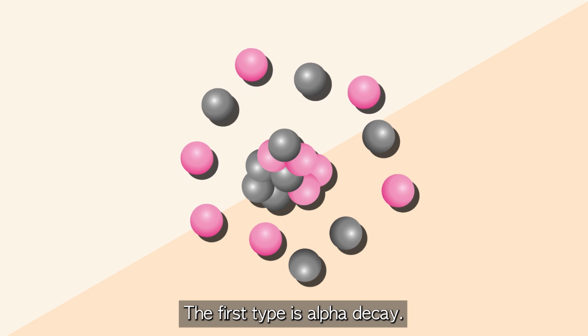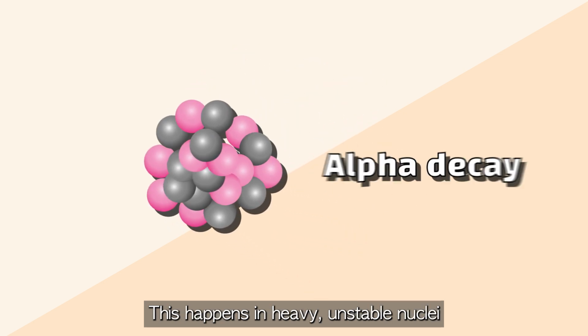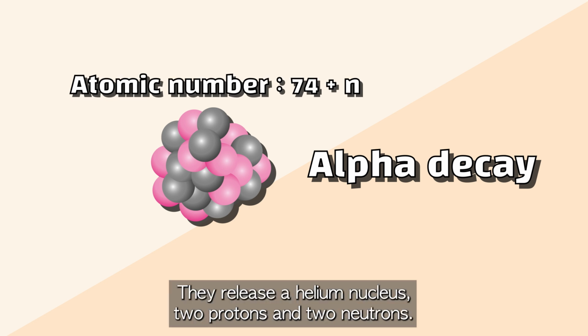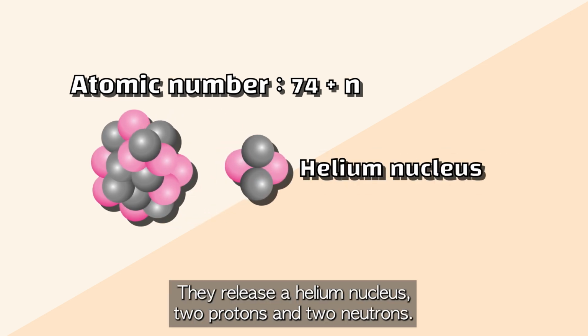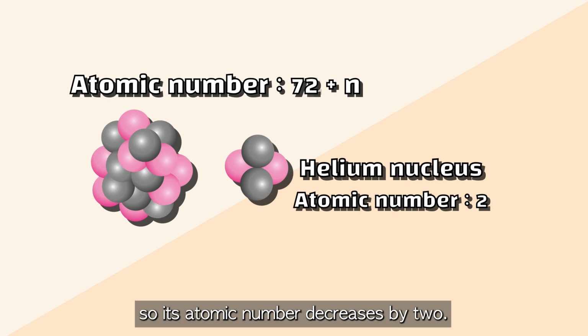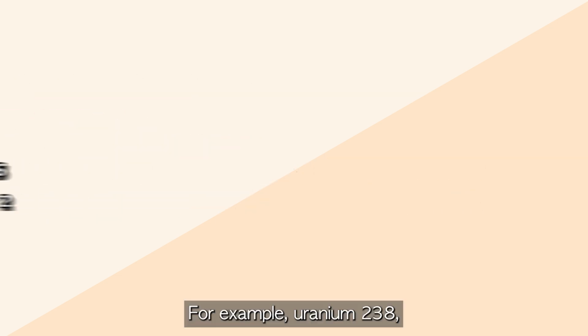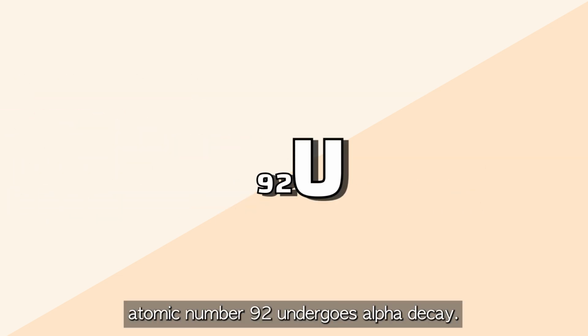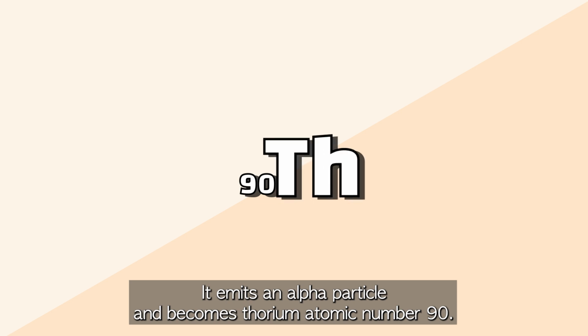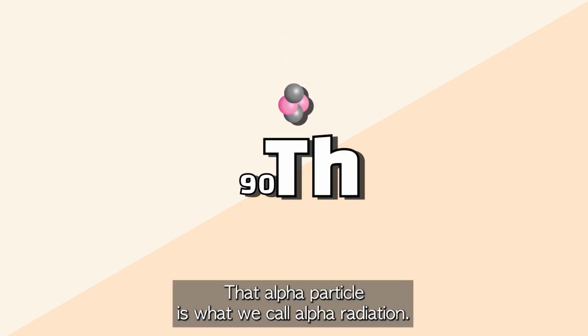The first type is alpha decay. This happens in heavy, unstable nuclei with atomic numbers above 74. They release a helium nucleus, 2 protons, and 2 neutrons. When this happens, the atom loses 2 protons. So its atomic number decreases by 2. For example, uranium-238, atomic number 92, undergoes alpha decay. It emits an alpha particle and becomes thorium, atomic number 90. That alpha particle is what we call alpha radiation.